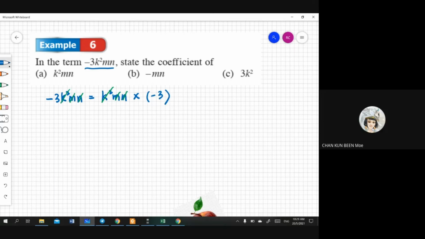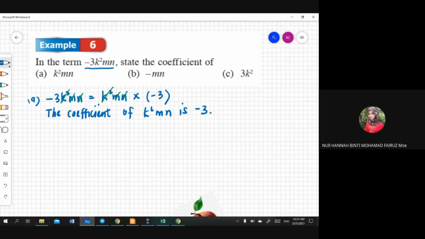So which means over here, the negative 3 is the? Coefficient. Yes, you are good. You just rewrite it. The coefficient of k squared mn is negative 3. Easy, right? So that is for question A. Now we move to question B.